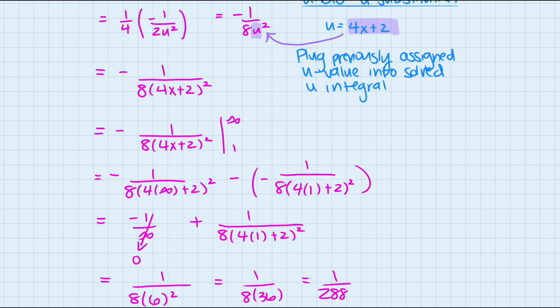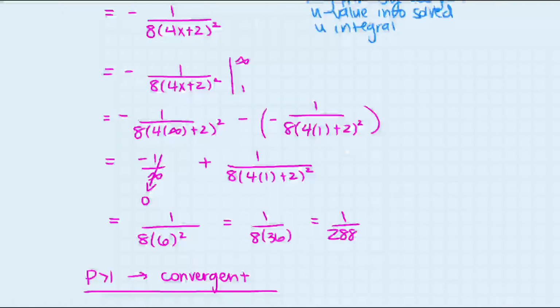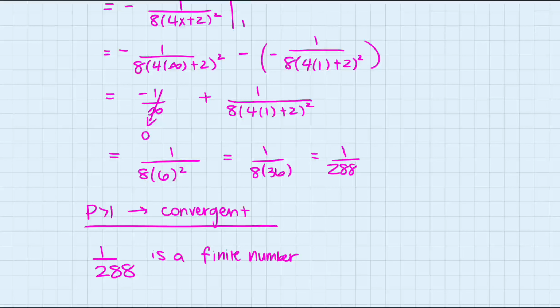Let's simplify these. The left-hand side becomes negative 1 over infinity, which goes to 0, plus 1 over 8 times (4 plus 2) squared. The negatives cancel out because you have a negative negative. So it becomes 1/8 times 6 squared, which equals 1 over 8 times 36, which equals 1 over 288.